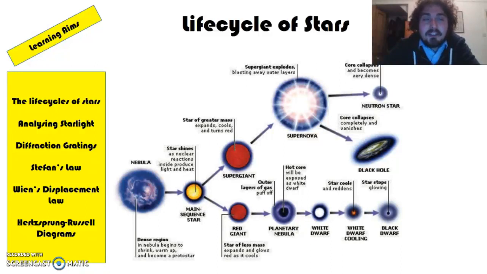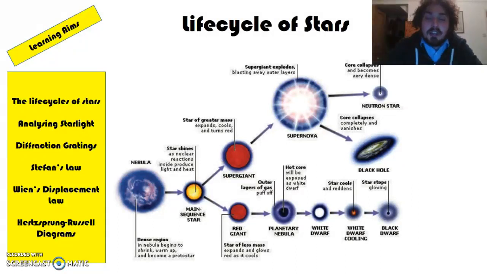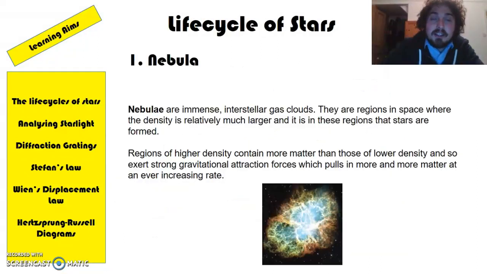Okay, so life cycles of stars. We need to know about the life cycles of stars, analysing starlight, diffraction grating, Stefan's law, Wien's displacement law, and the Hertzsprung-Russell diagram. Right, okay, so this is a little flowchart of the general life cycle of stars, starting like this, splitting at main sequence, and taking these two different paths and then potentially three different paths towards the end there. And I did that with my fingers on a screen like you could see what I was doing, but there you go. Right, so the first step is the nebula.